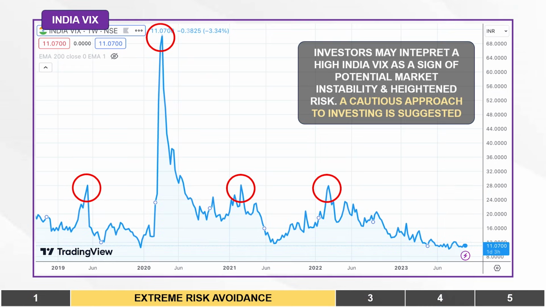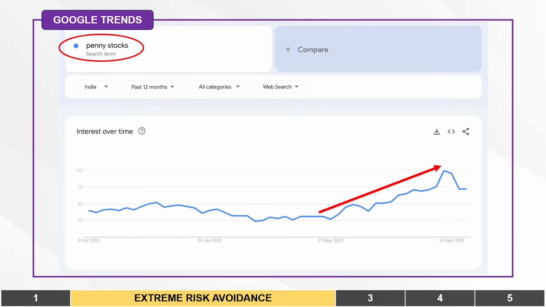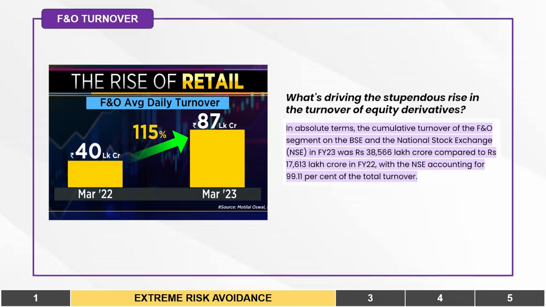Okay, so I've covered 3 indicators here, but there are a few more, and if you're interested, then look at the VIX or the volatility index, and if the number is high, then one should wait for it to cool down. Another interesting indicator is Google Trends, which gives us what people are searching for. And if there is heightened interest in a topic like penny stocks, for example, then you definitely know that the market is definitely heating up. Yet another method of identifying speculation in the market is to check the F&O turnover. And if this number is on the rise, then please be a little cautious about entering the market.